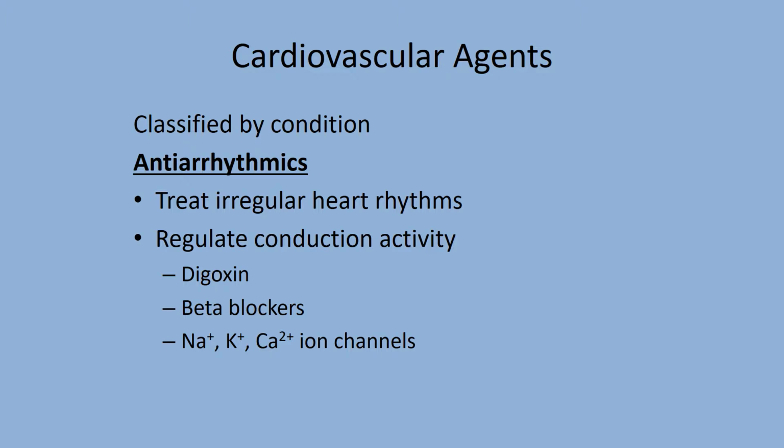Antiarrhythmic. We have a regular dub-lub sound that can be thrown off. Digoxin or Lanoxin can be used to regulate heart rhythm. Beta blockers as well. If your heart is too forceful, we can slow it down to a lower rate, hopefully anywhere between 60 and 100. That's the normal range. And lastly, we can affect the sodium, potassium, and calcium channels within the heart.